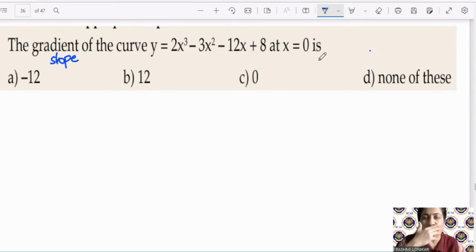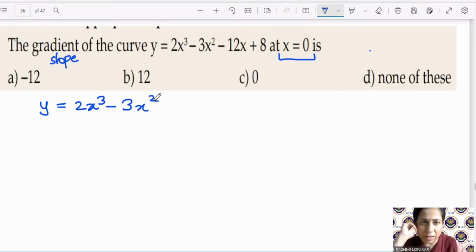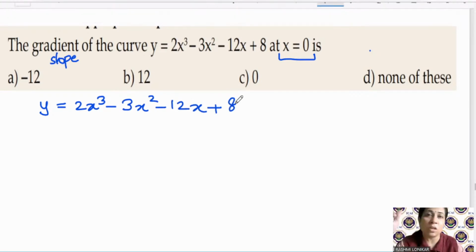Whenever you have these sums, they will give you some point so that you will be able to find the value. Here they want you to find the slope at x is equal to 0. The equation of the curve is y is equal to 2x cube minus 3x square minus 12x plus 8, and I want to find the gradient.